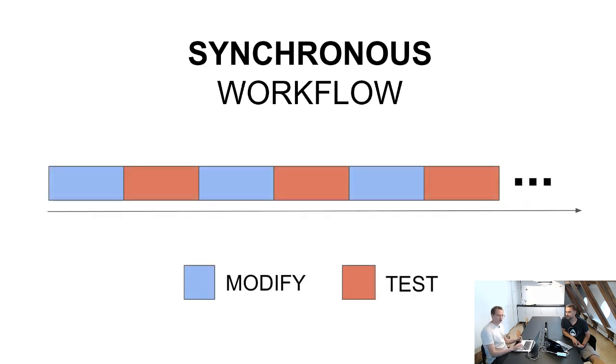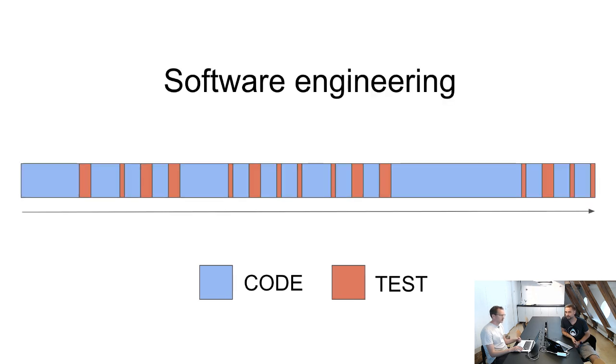Synchronous workflow is kind of the default workflow when creating something. You modify something, and once you've done that, you have to test it, then you get some information, then you modify again, test again, and this cycle goes on and on. That's synchronous workflow. Both of our backgrounds are in software engineering, and this is quite typical there.